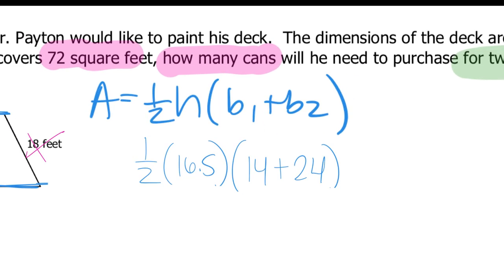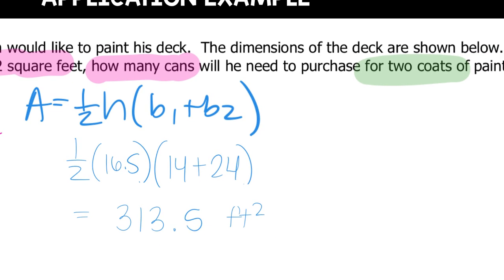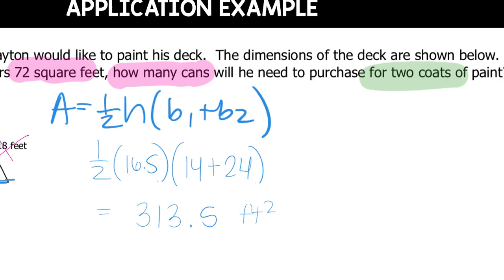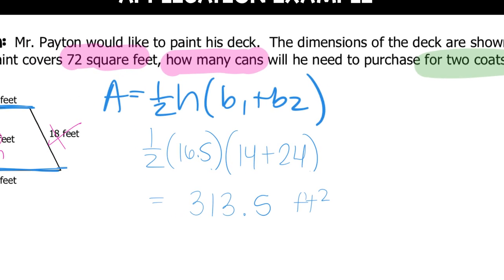And I'm going to write down what you should be getting for that. You should be getting 313.5 square feet. Now, that's not the answer, right? Because that's not what they're asking for. It says, how many cans of paint will he need for 2 coats of paint? So what I would do is figure out how many cans of paint he would need just for 1 coat.